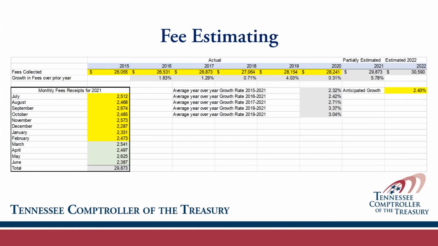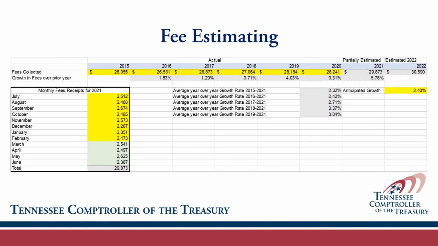So the next component is very similar to the sales tax tab, but it's for fines and fees. The first step is to enter the amount of fees from the audits of 2015 through 2020. On this example, you'll see in the yellow cells along the top. Second, you need to enter the monthly fee receipts for your current fiscal year. Then enter prior year data for the remaining months. So you'll see those in green at the bottom of the screen.